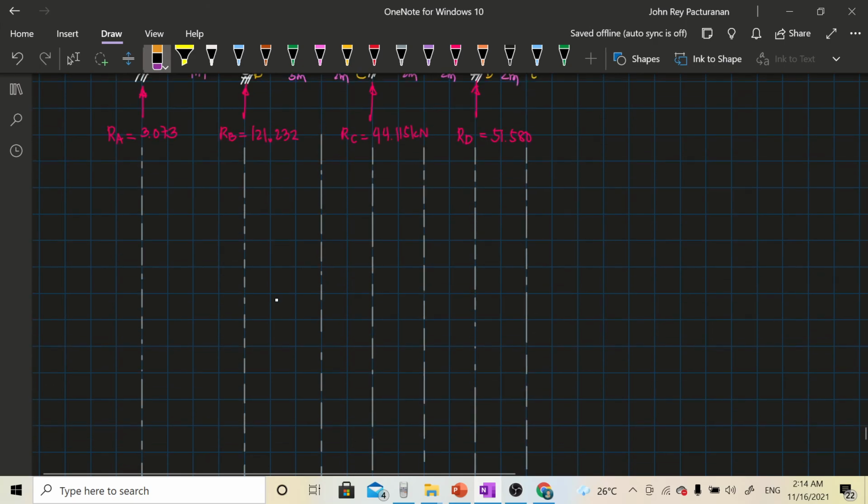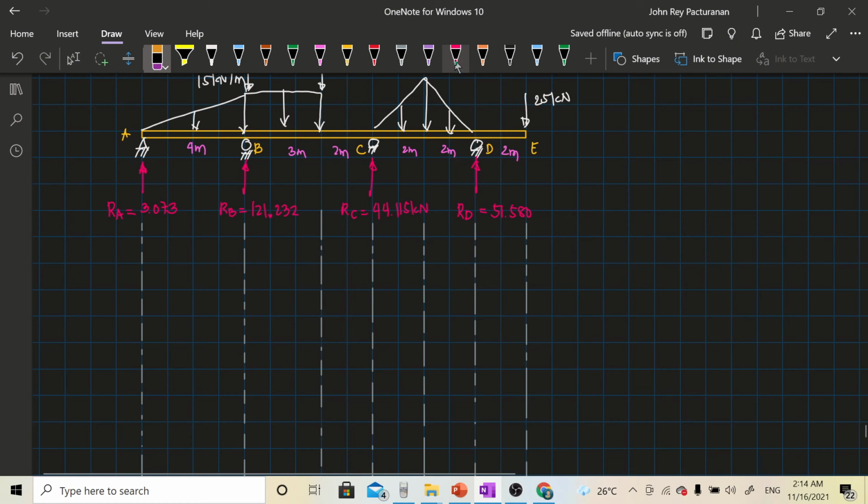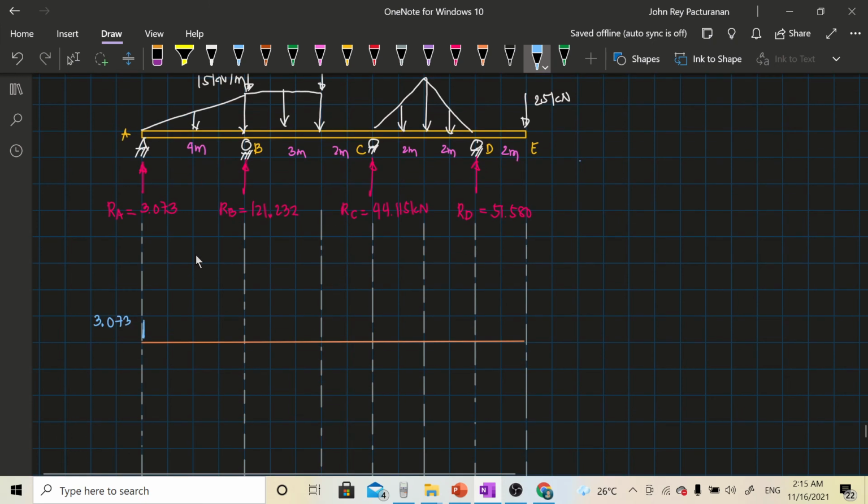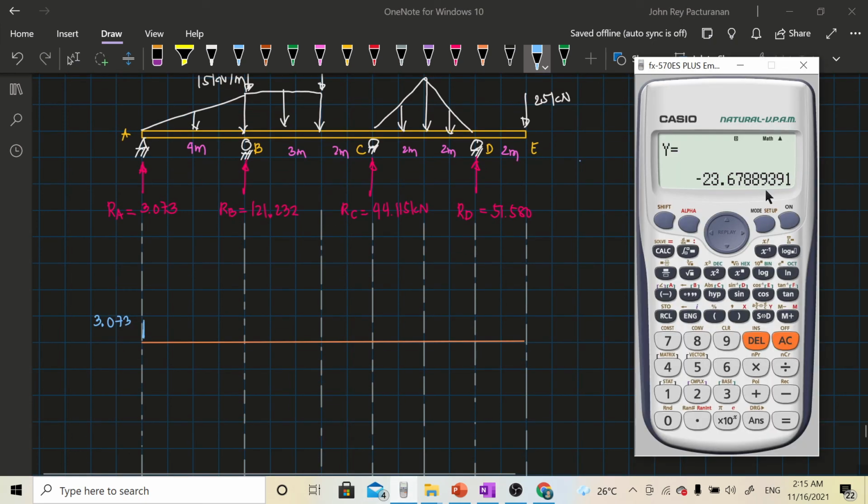Okay. So, let's start drawing the shear diagram. Ito yung hindi kailangan ng masyadong milagro, no? Kasi madali siyang mabalanse. Sana lang, no? So, for the shear diagram, let's start sketching that one. So, sige. Ngayon, syempre, yung shear diagram magsisimula sa pagtaas ng 3.073. Okay, so this is 3.073.